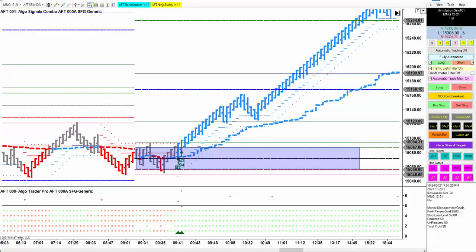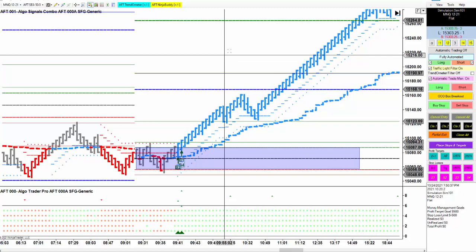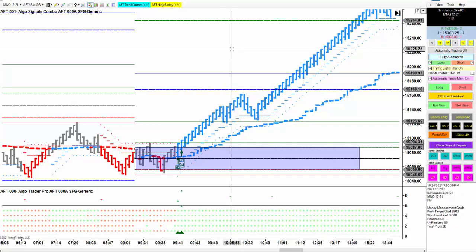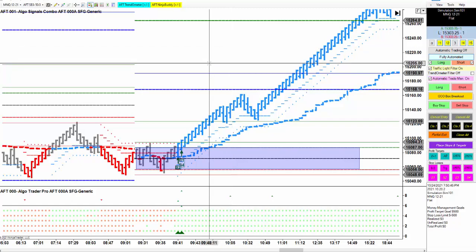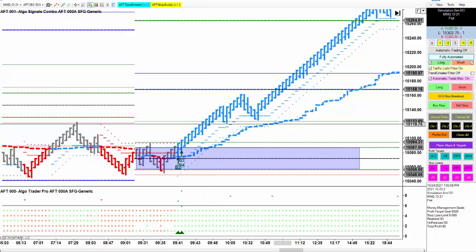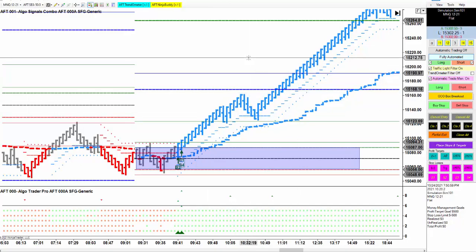This is the Algo Futures Trader Weekly Market Roundup, and you're looking at the Algo Futures Trader version 7 for NinjaTrader 7. And this is an automatic breakout strategy, a fully automated breakout strategy, but we don't trade it necessarily like a black box. To give you an example, let's take a look at Monday's trade.